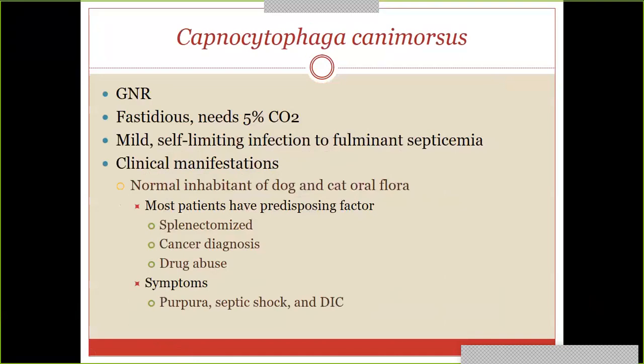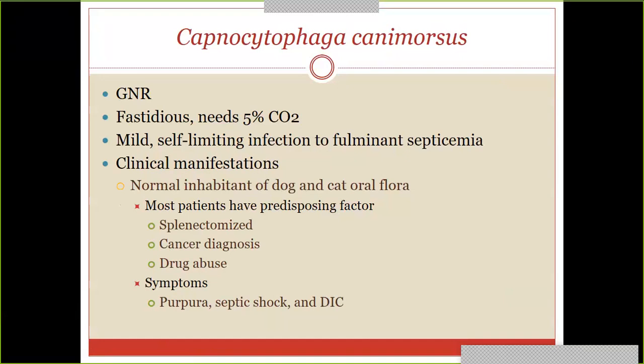Capnocytophaga canimorsus, as the second name should imply, you're going to already think dogs with the canine part. Capnocytophaga is a gram-negative rod. It's a fastidious one, so it's not going to grow on MacConkey agar. And the word capno, as part of the first name there, means CO2. This needs additional CO2 in order to grow. It usually requires around 5% CO2 levels. So capno means CO2.